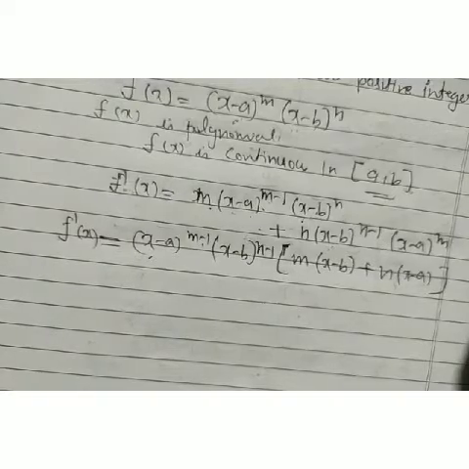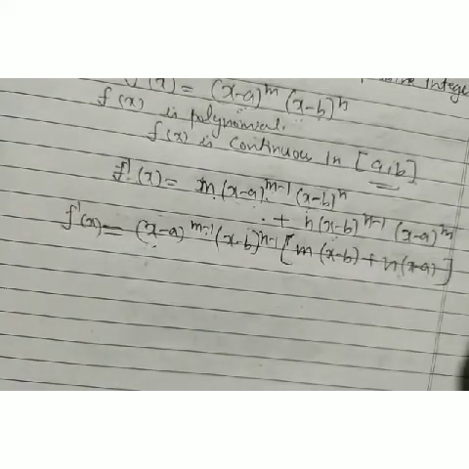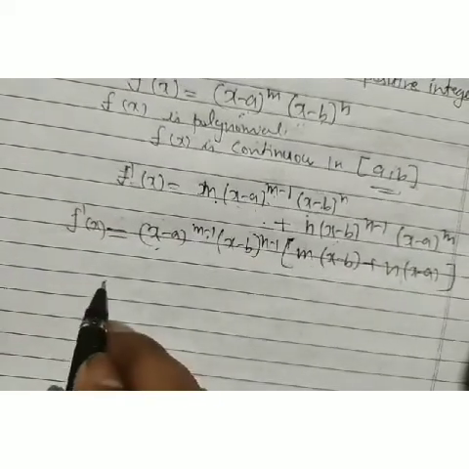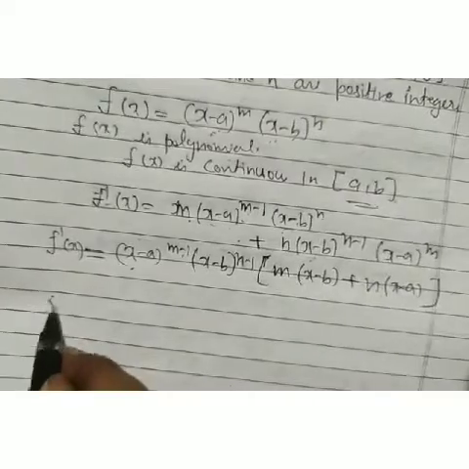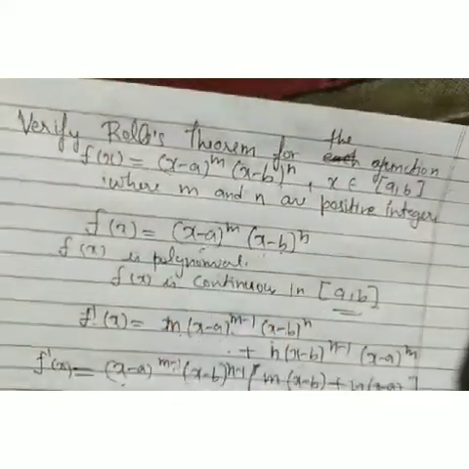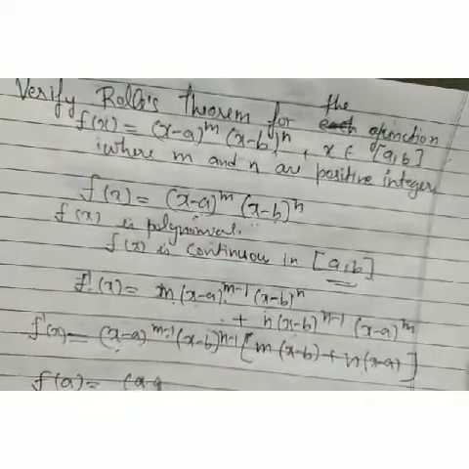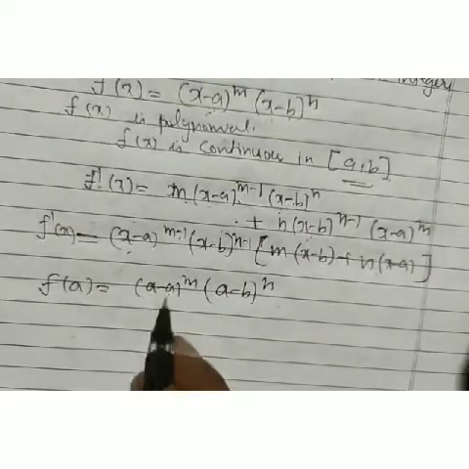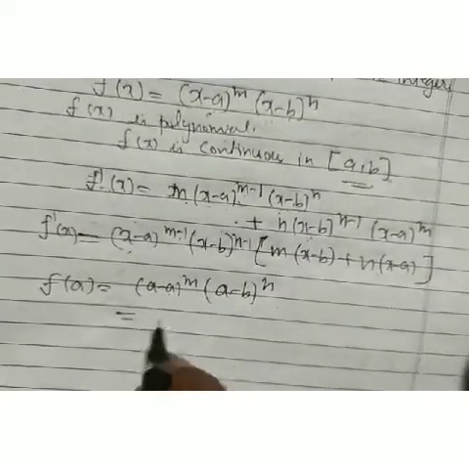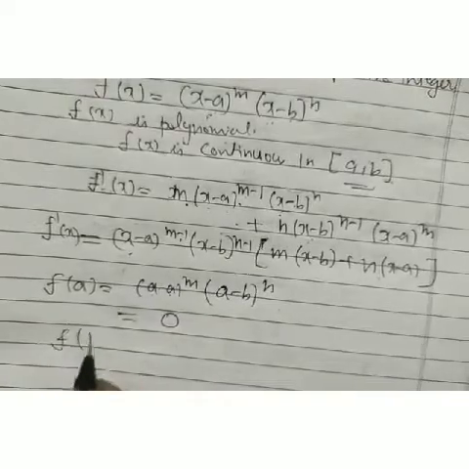Now we are going to move to the third condition of Rolle's theorem. What is our third condition? It's f of a equal to f of b. Then we are going to find the value of f of a. How do we get f of a? Putting a in: a minus a to the power m and a minus b to the power n. What do we see? It's a minus a, we get 0, 0 to the power m. Then its whole value is equal to 0.